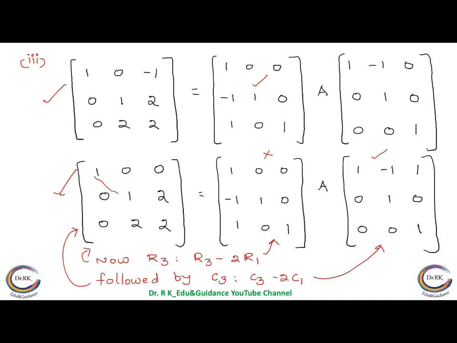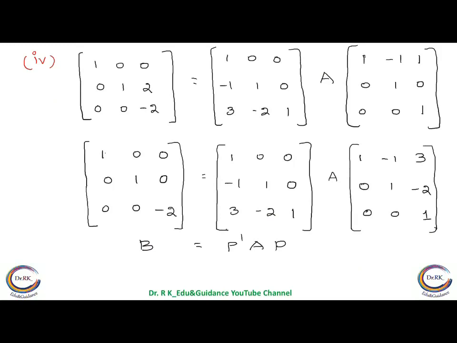So now we'll see whether we are able to get the form required. No, still it is not there, right? So we have to make this as 0, this as 0. Then a suitable operation we have to do. R3 is R3 minus 2R1. Similarly, C3 minus 2C1, like this. So just practice it, otherwise it takes more time.